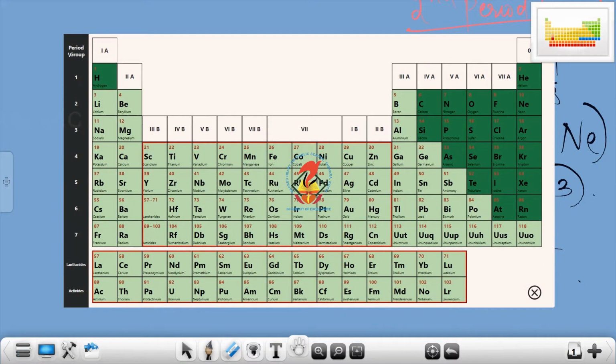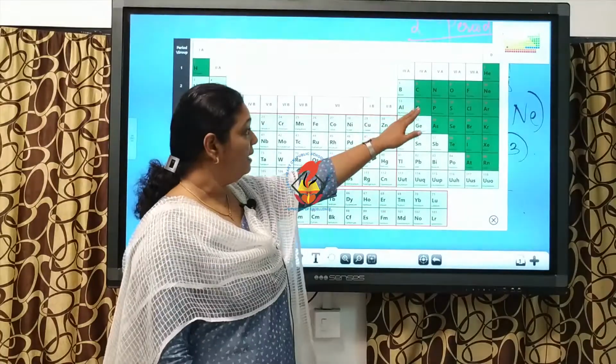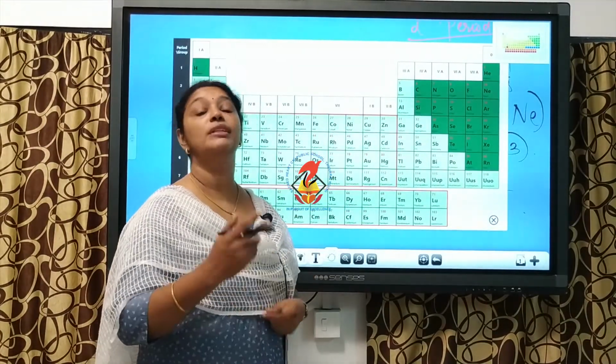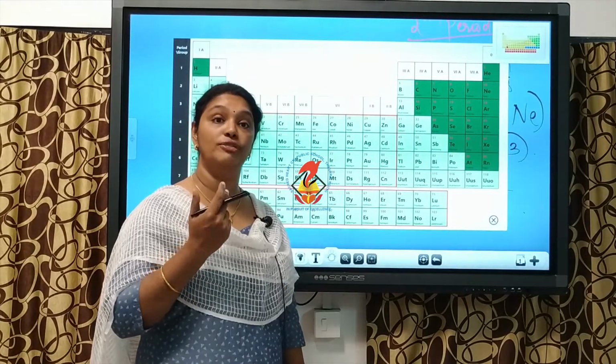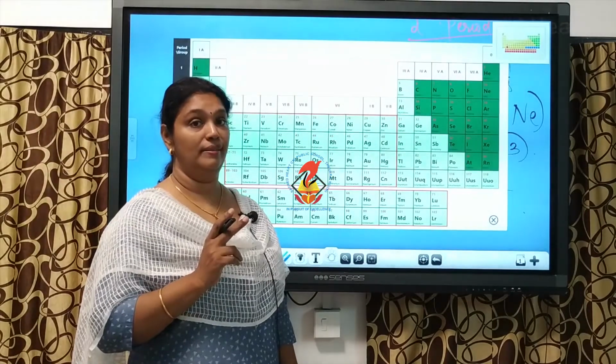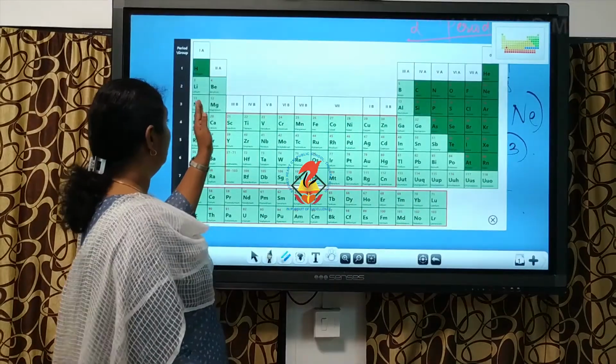Third period we have 8 elements starting with sodium. And for sodium we write the configuration of neon, and then the valence electron in sodium will enter into 3s orbital. So the configuration of sodium is neon 3s1. Now after sodium comes magnesium.